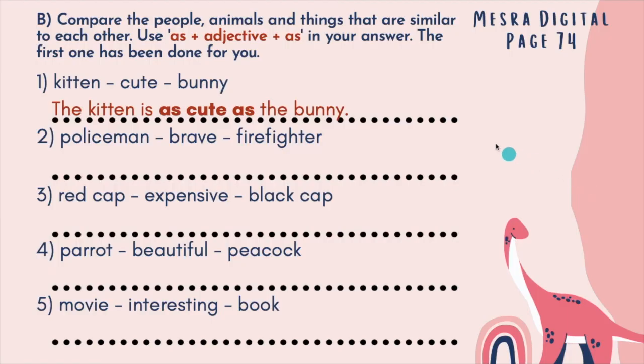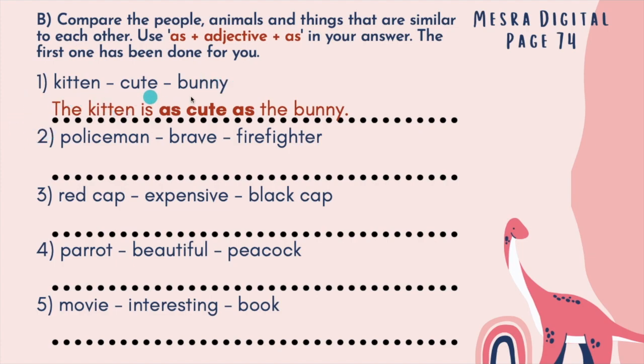Next, let's move on to this part. Look at your Misra Digital book, page 74. For this activity, you need to compare the people, animals, and things that are similar to each other. So, you need to use the formula as plus the adjective plus as in your answer. The first one has been done for you. So, let's look at number 1.